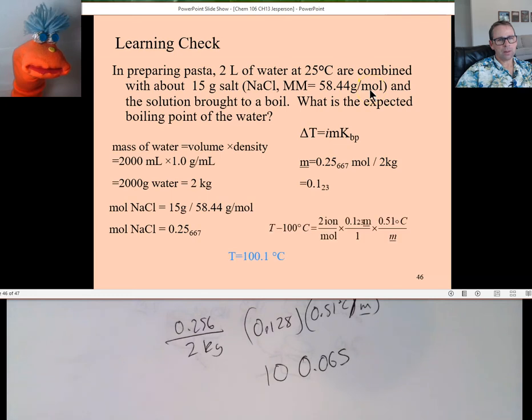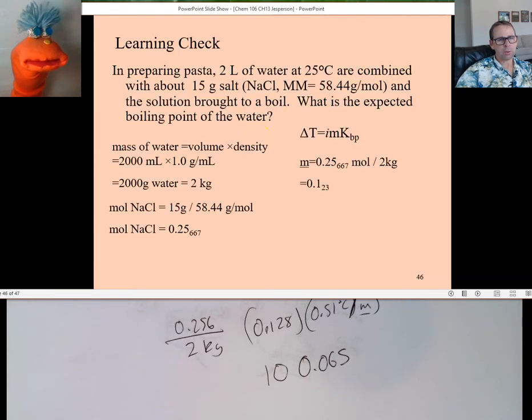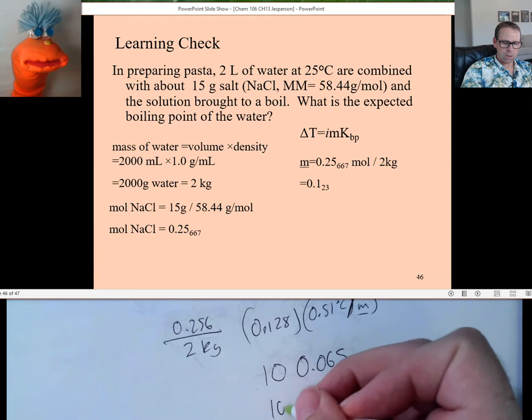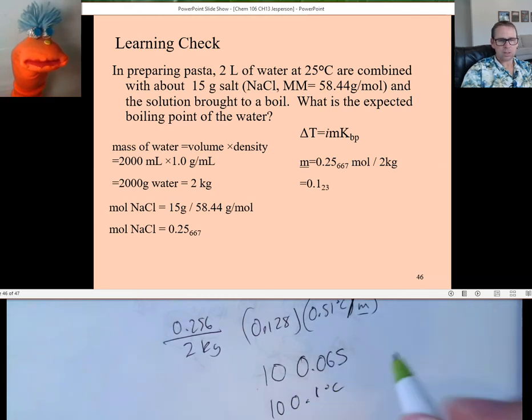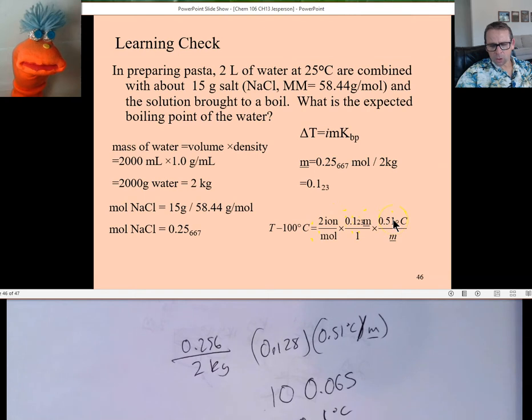Now, what about if you run out of salt and you put the same mass? Oh, whoops, I forgot to, 0.065. I need to multiply that by 2 because there's 2 units of sugar, so it's 0.1 here. So it's 100.1 degrees Celsius. So that part is where? There it is, 2 times 0.123 times 0.51. Okay.